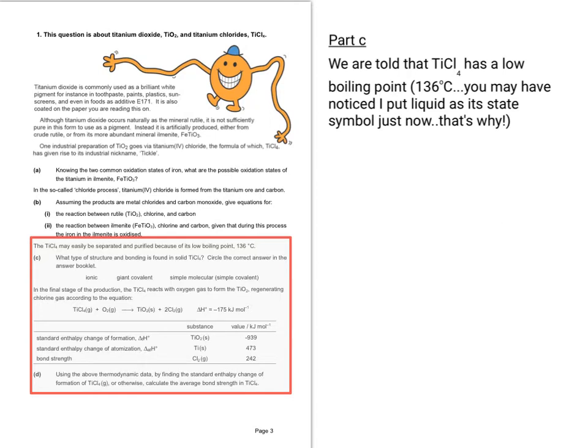So the 136 degrees C suggests a low boiling point for a metal compound, so therefore we can have a think about what type of structure and bonding might be found in solid TiCl4. So don't be fooled into thinking just because it's a compound of a metal and a non-metal that automatically means it's going to be ionic. This is the type of paper that's going to throw exceptions to the rule at you, as opposed to nice safe GCSE stuff. So the last type is going to be simple covalent based on the information that you're given.